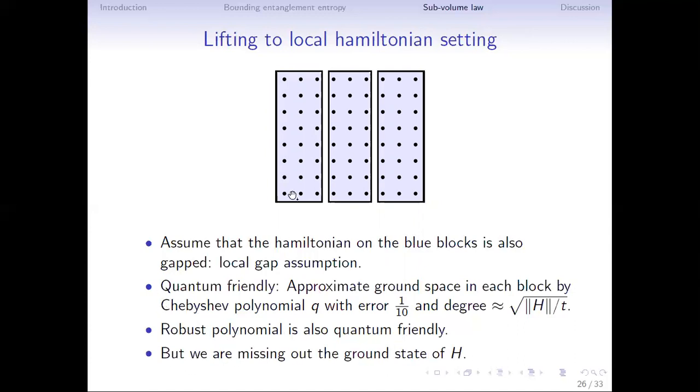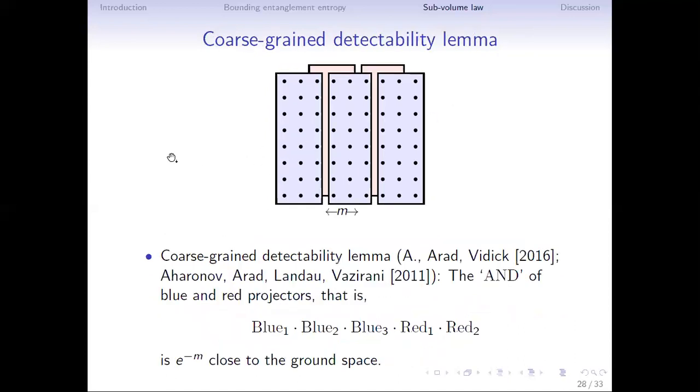But what happens is that we only get the ground space in these blue regions, and this step is missing out a large fraction of local Hamiltonian terms. All these red interactions on the boundary are not satisfied. So we haven't proven anything for the ground state of the Hamiltonian. To get around the issue that this construction does not give us the approximation to the ground space of the full Hamiltonian, rather only to the Hamiltonian on the blue region, we'll use the coarse grain directivity lemma, which was shown in some prior works.